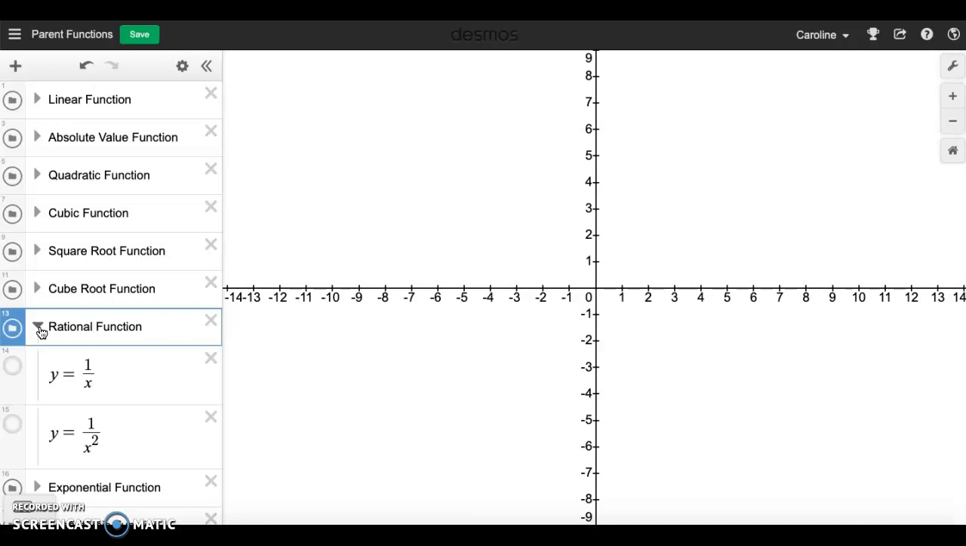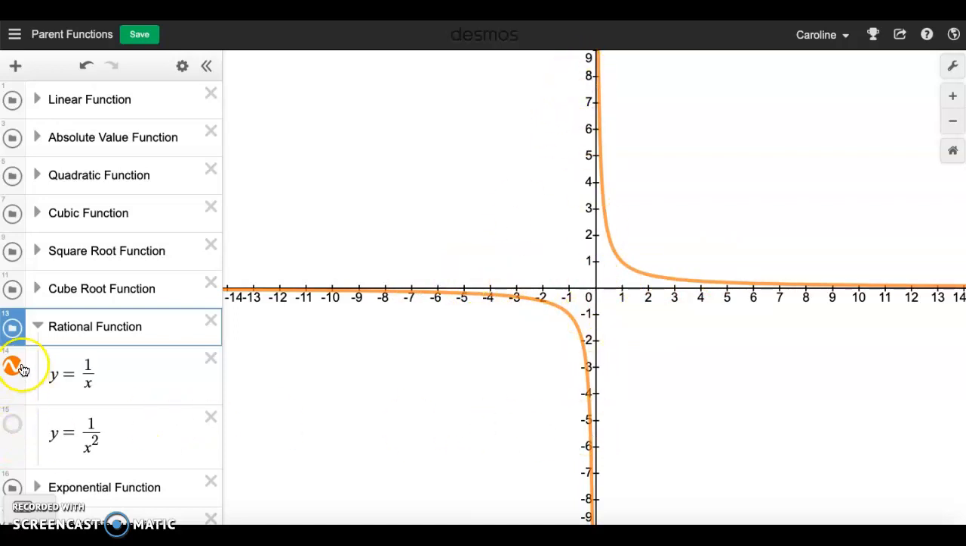We looked at the 1 over x graph, and that's the graph that has two curves that don't cross the x or y axis. Remember, there's a vertical asymptote at 0 and a horizontal asymptote at 0. So this is the 1 over x graph.